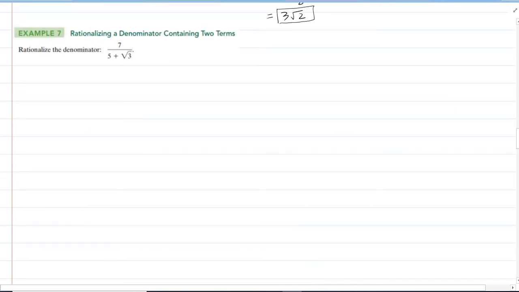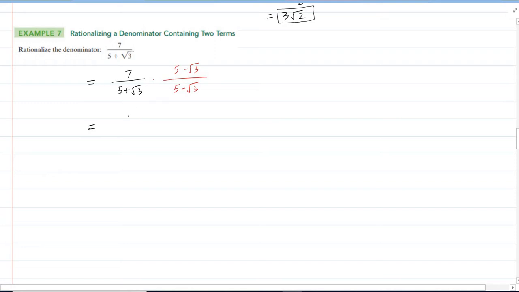Example 7. Let's go ahead and see how we do this question. Anytime we are dealing with two terms in the denominator, we're going to multiply by the conjugate. So that will be 7 over 5 plus the square root of 3, multiplied by 5 minus the square root of 3 over 5 minus square root of 3.